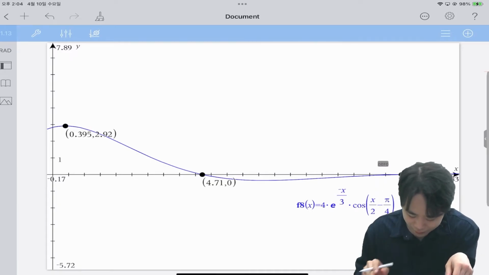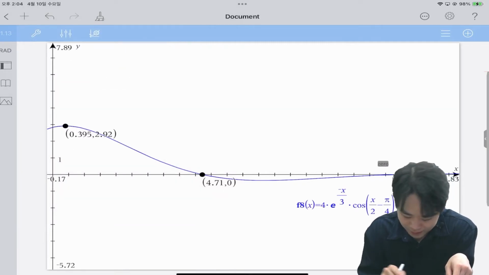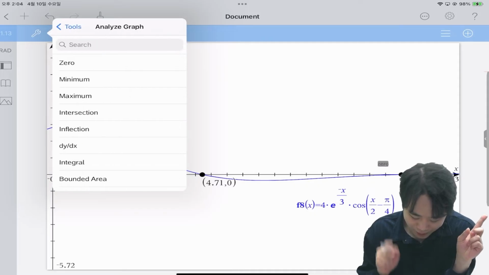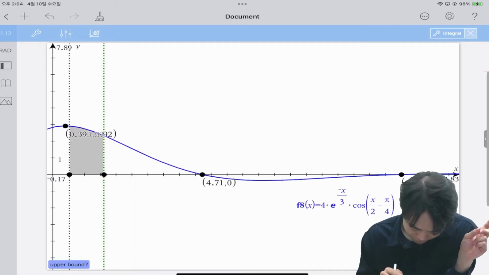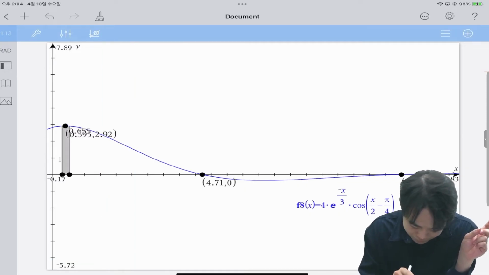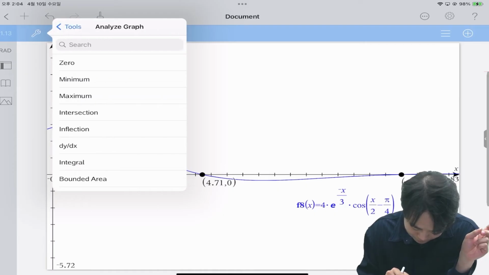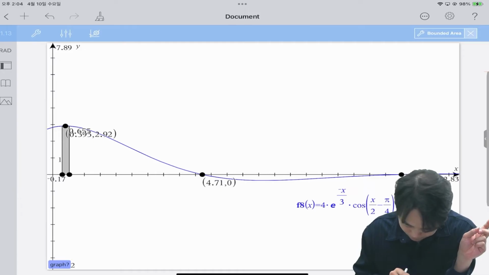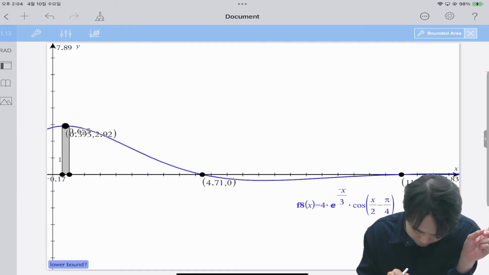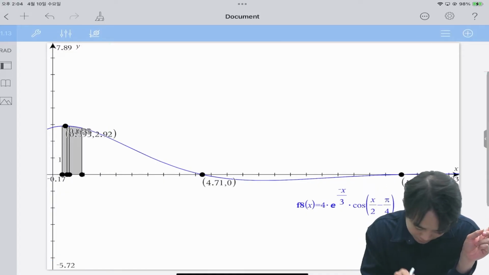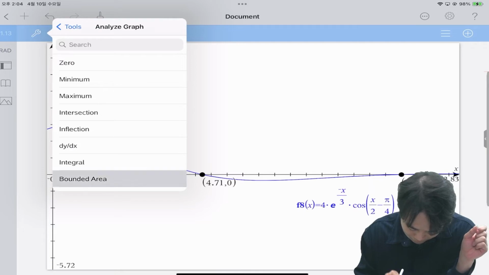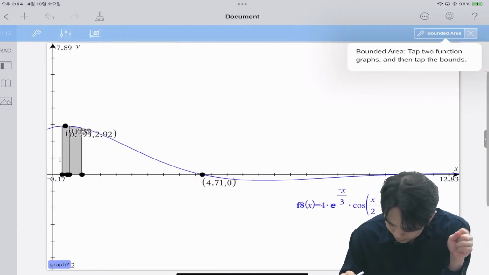Next, I want to find the area from 0.395 to 11, but I also want to make sure that I'm adding, right? So I'm going to do integral. So if I go to integral, or I could do bounded area from, I think you could type out analyze graph, bounded area.